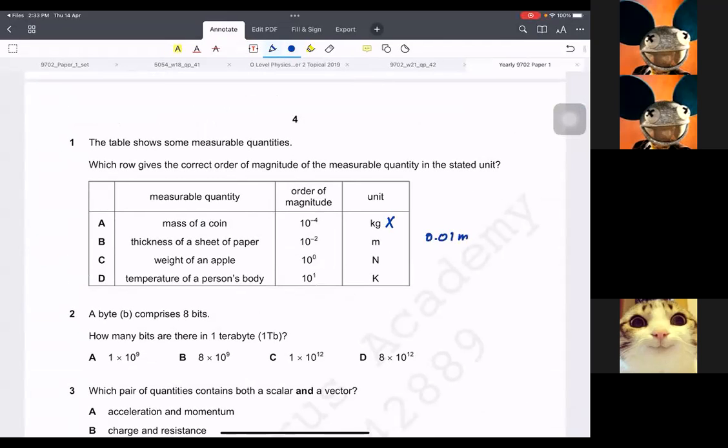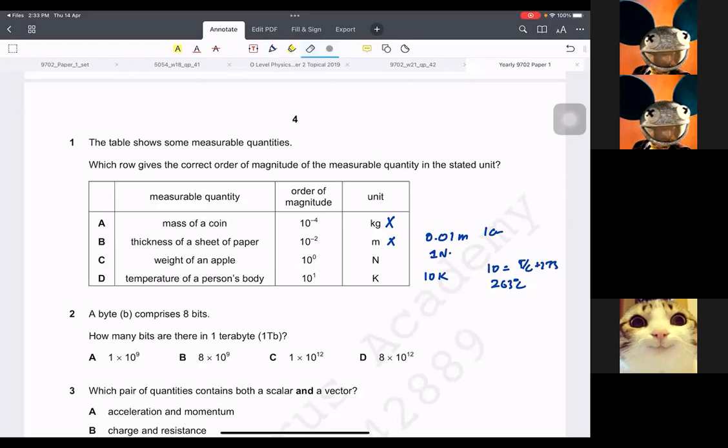0.01 meter, which is 1 centimeter. No. Weight of an apple, 1 Newton. How could it be 1 Newton? All right. Temperature of a person's body, 10 Kelvin. 10 Kelvin will be basically minus 263 degrees Celsius. That's wrong.